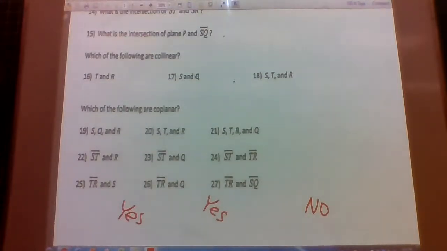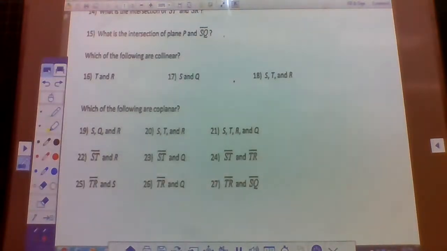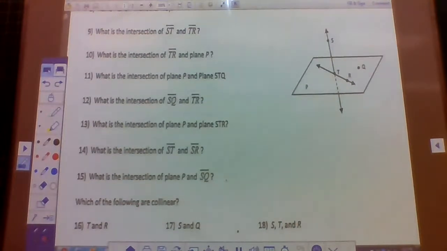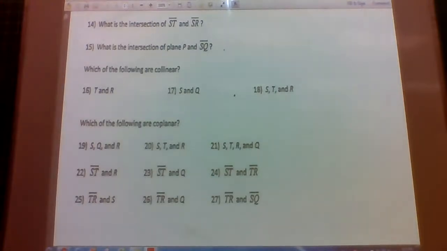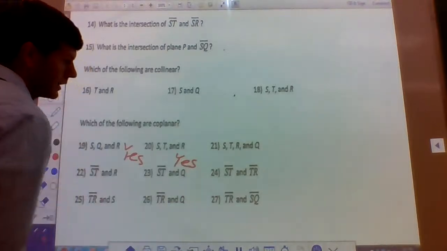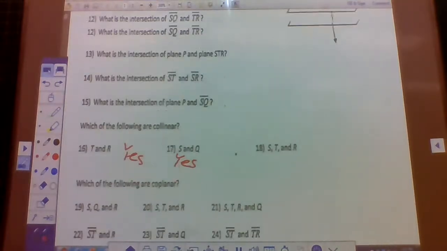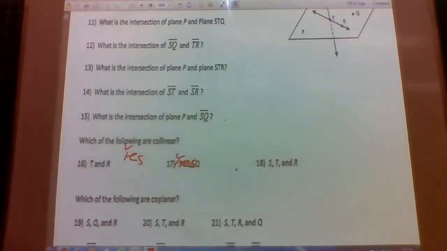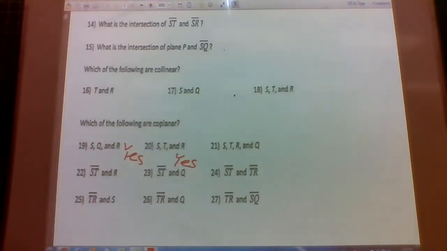Coplanar. So this we're going to have to keep going up and down for. So SQ and R. Points SQ and R. Okay. That's an automatic, right? Any set of 3 points will always be coplanar. So these are automatic. Don't even need to think about them. They're automatic yeses. Any set of 3 non-collinear points. Okay, so SQ and R are non-collinear. And ST and R are non-collinear, so they're going to form planes.